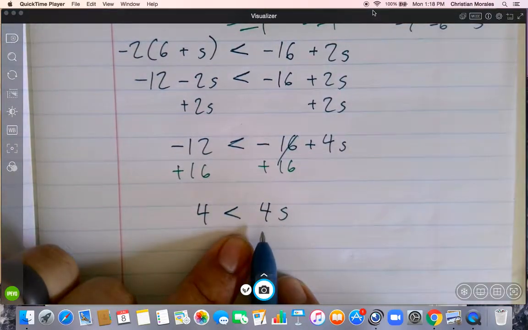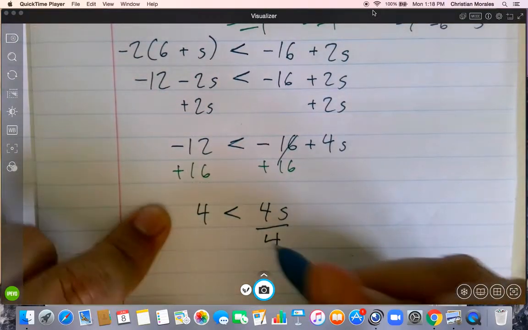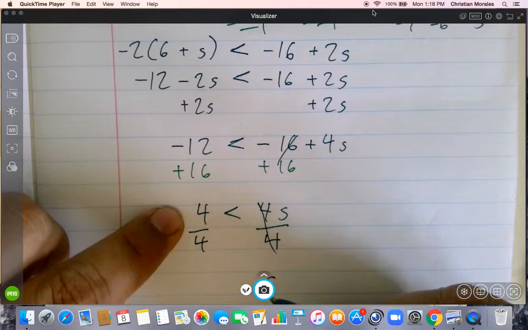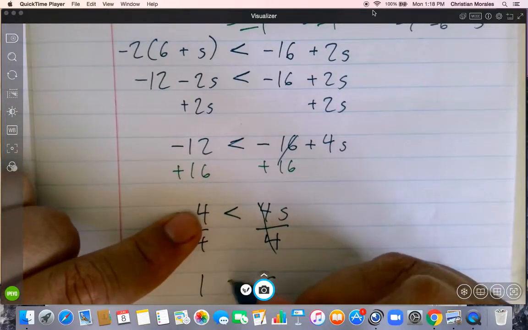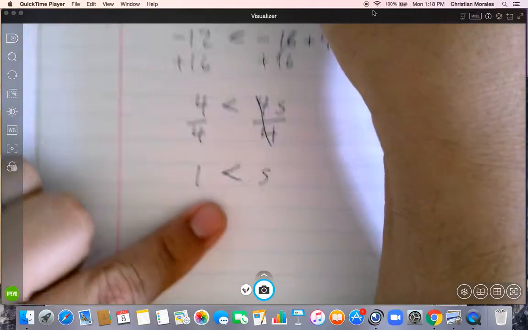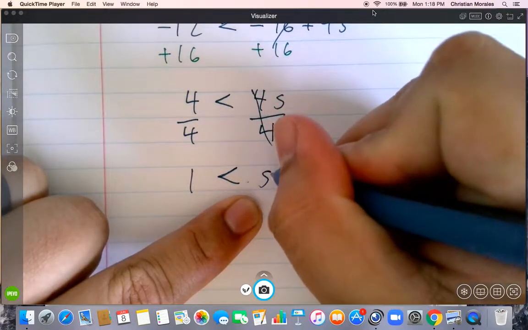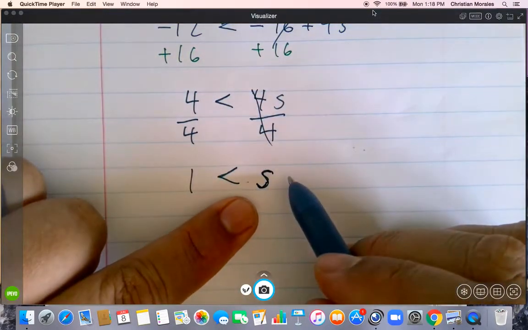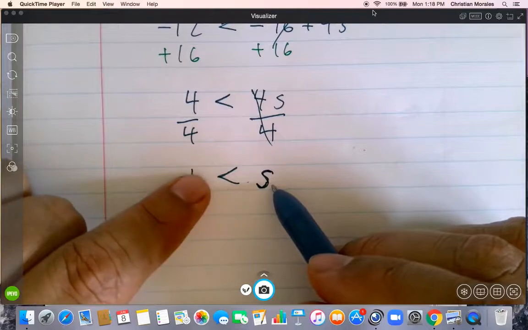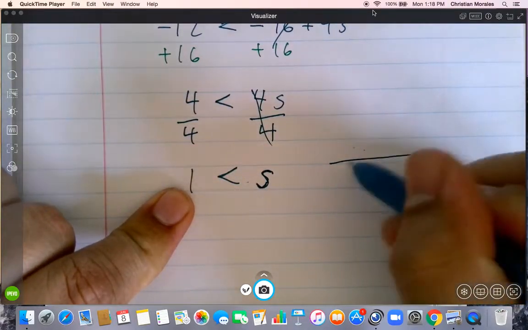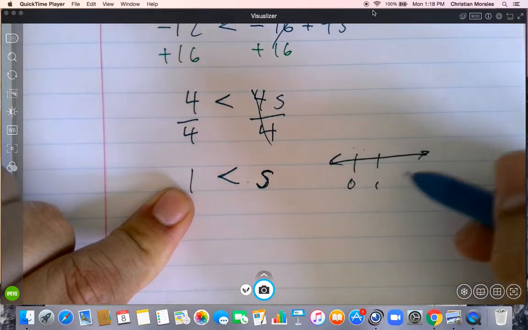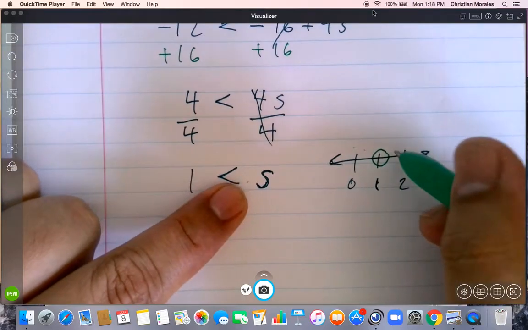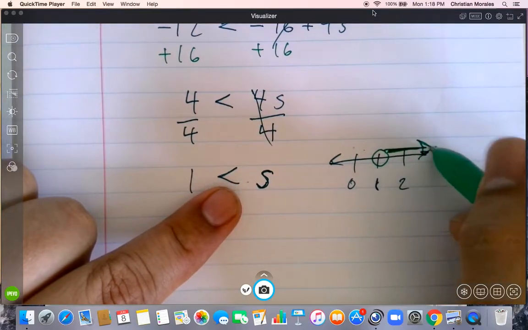Okay, I'm going to divide by 4, but I'm dividing by a regular 4. That means the signs aren't going to change. This will stay a positive, and this will stay positive, so the sign doesn't change. So you get the answer that looks like this. S, the letter S. I guess I should have clarified that. All of these were S's, by the way. S is greater than 1. So on my number line, it's an open circle. S is greater than, goes to the right. And that's it.